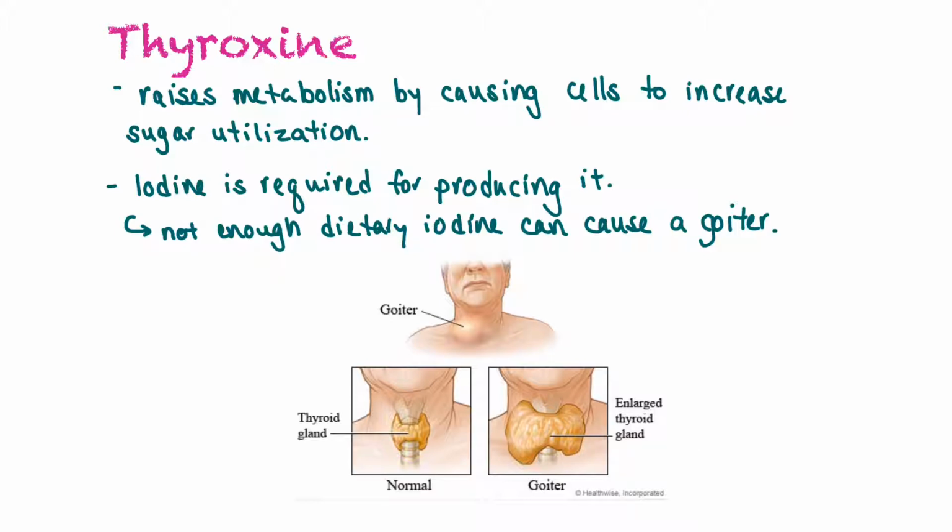Because we don't want to develop a goiter, we actually add iodine to our salt. So if you read a label on a box of salt, it says that it's iodized salt. So iodine is added just to ensure that we have enough dietary iodine.